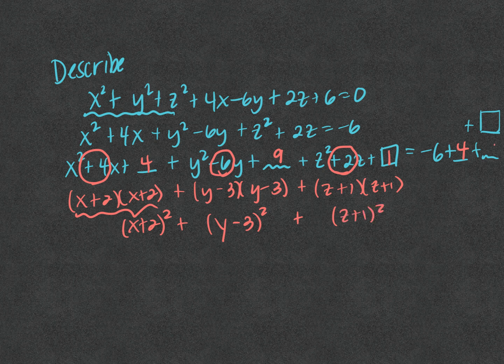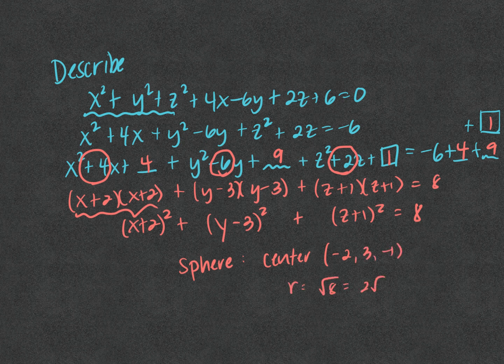So let's fill in the rest of the blanks. This one was a 9 and this one was a 1. So we add all those numbers together. We have 1 plus 9 is 10, plus 4 is 14, minus 6 is 8. So if you look at that last line, that's exactly what we need. So when we describe this, we describe it as a sphere. It has a center at negative 2, positive 3, negative 1. And the radius is the square root of 8, which is 2 square root of 2.